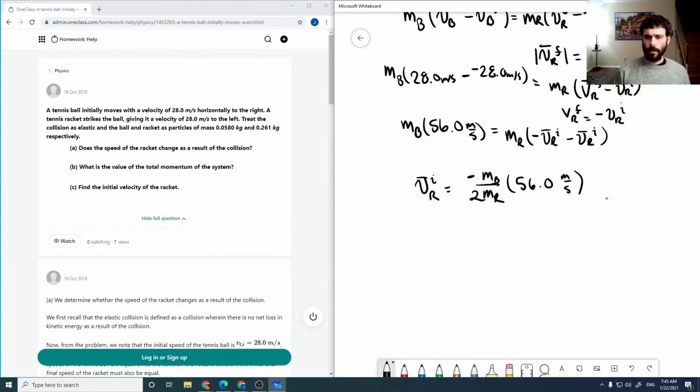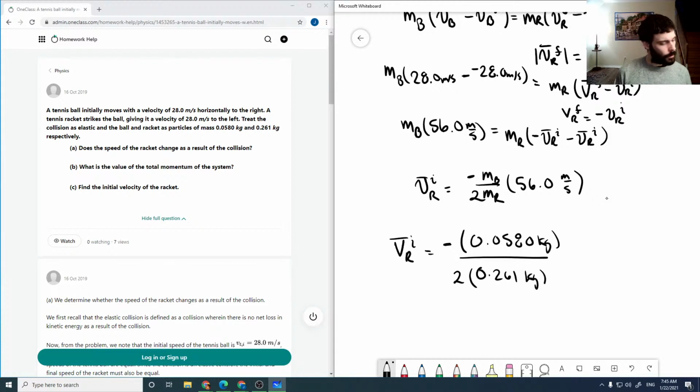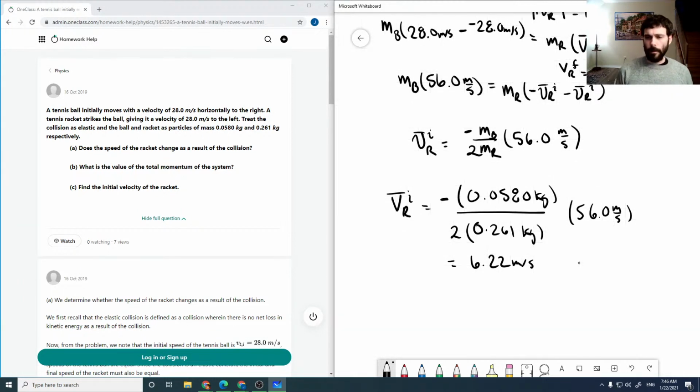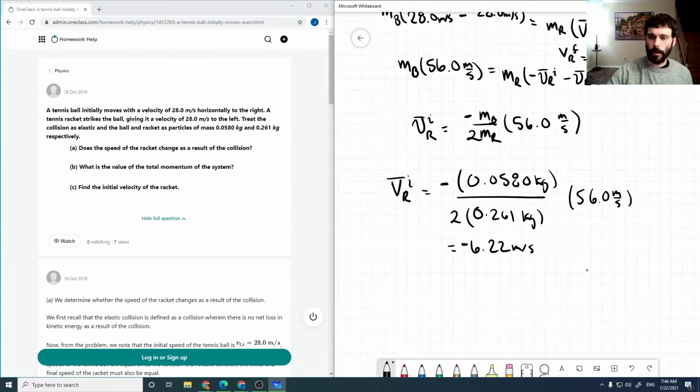Okay, and so then our racket's initial velocity is minus the mass of the ball, 0.0580 kilograms, over 2 times the mass of the racket, 0.261 kilograms, times our 56.0 meters per second, which comes out to be 6.22 meters per second. So our initial velocity of our racket is minus 6.22 meters per second.